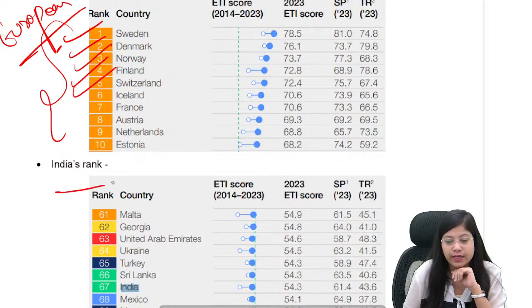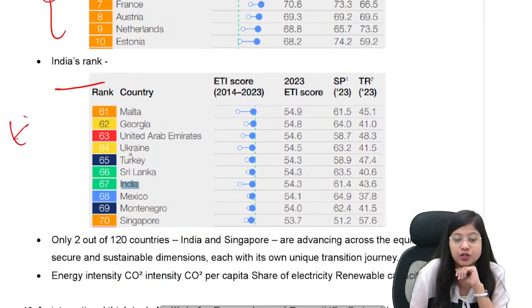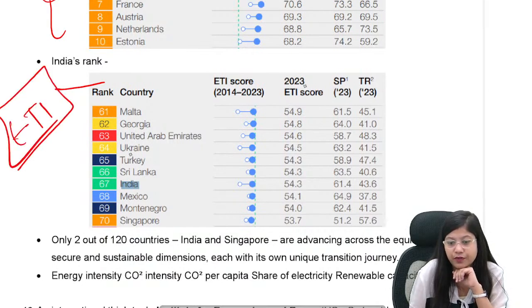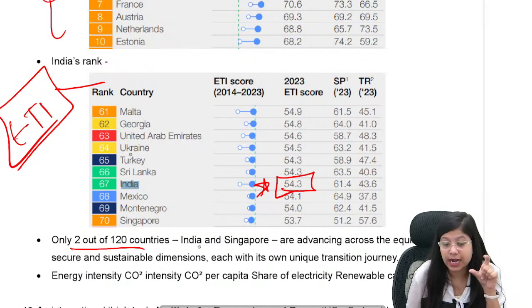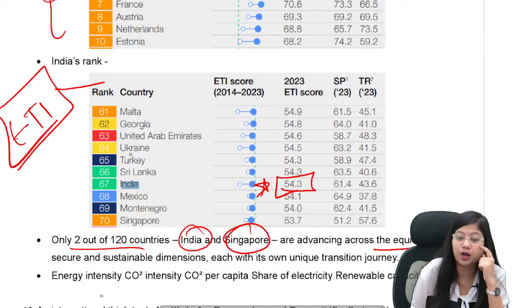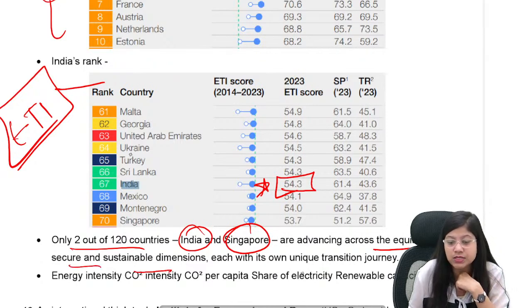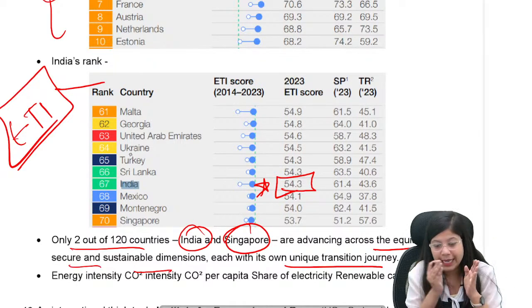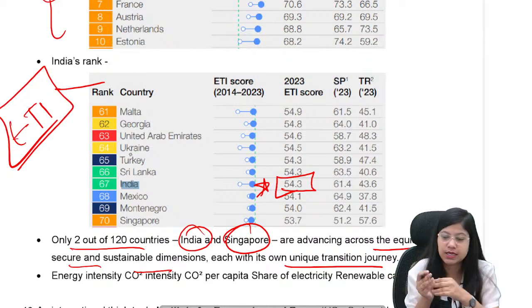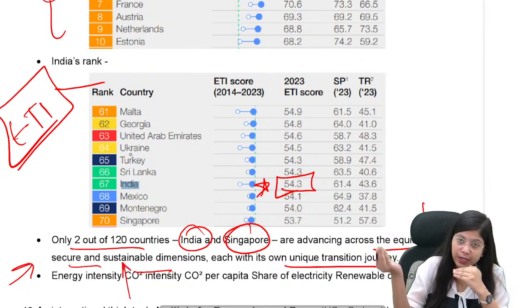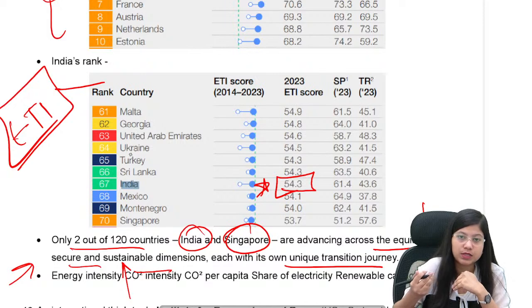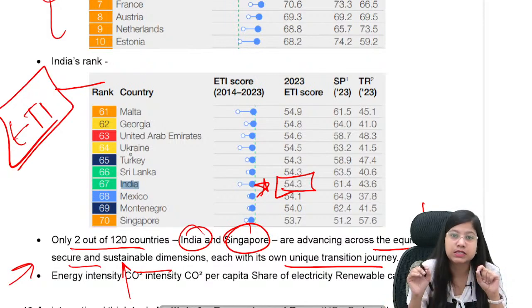India ranks at the 67th position in the Energy Transition Index. The score of India is 54.3. Do remember, out of the 120 countries, only 2, India and Singapore, are advancing across the equitable, secure and sustainable dimensions in the journey of achieving the energy transition. So we are equitable, secure, and we are implementing technologies for transitioning towards more green energy, which are sustainable. So technology is sustainable in India.